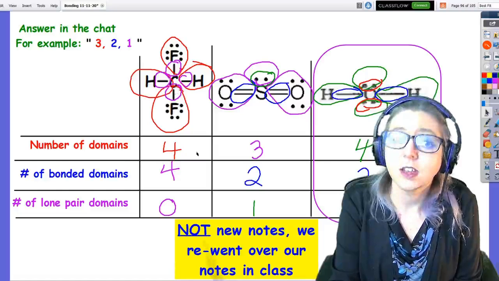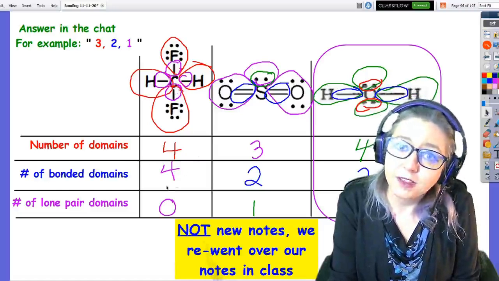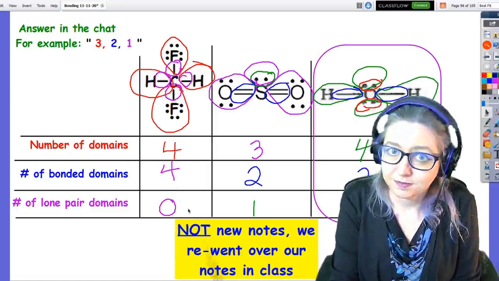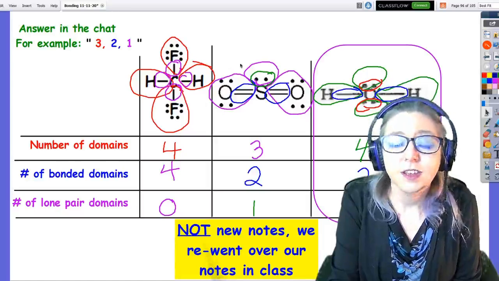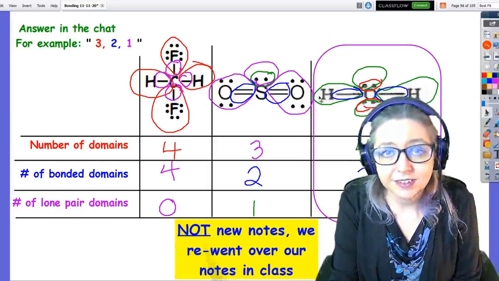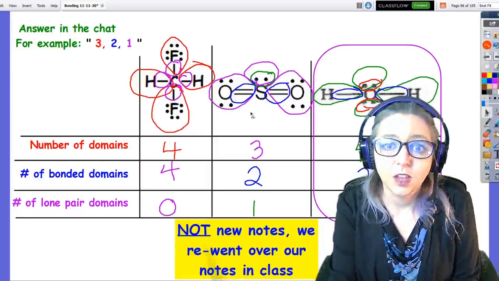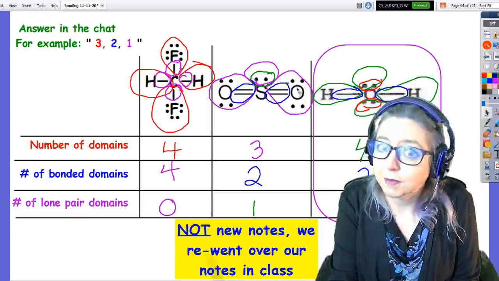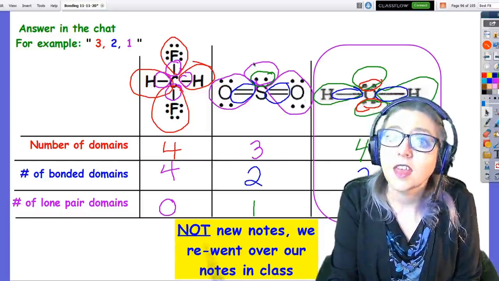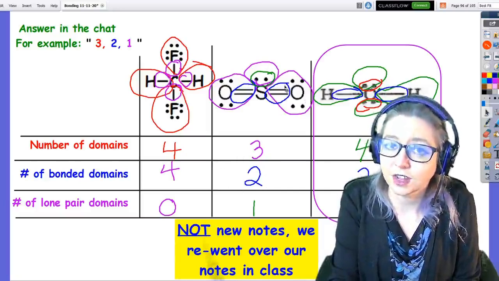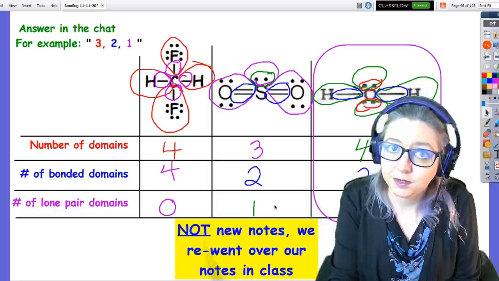They have a bond. So I've got 4 bonded domains and no lone pair domains. Here we did SO2. I have 1, 2, 3 things hanging off my sulfur in the middle. 2 of those domains have bonded electrons, so that's 2 domains of bonded pairs. And then I've got 1 domain that just has 2 dots. That would be my lone pair.